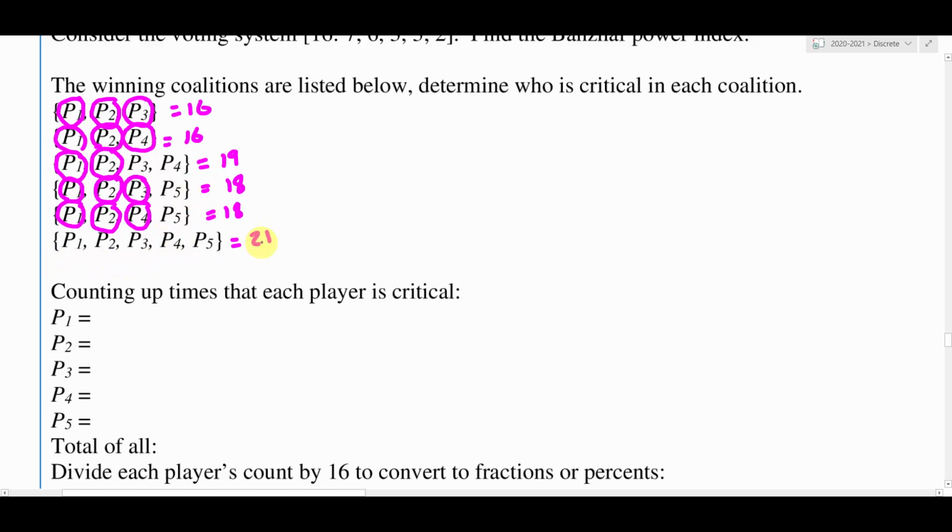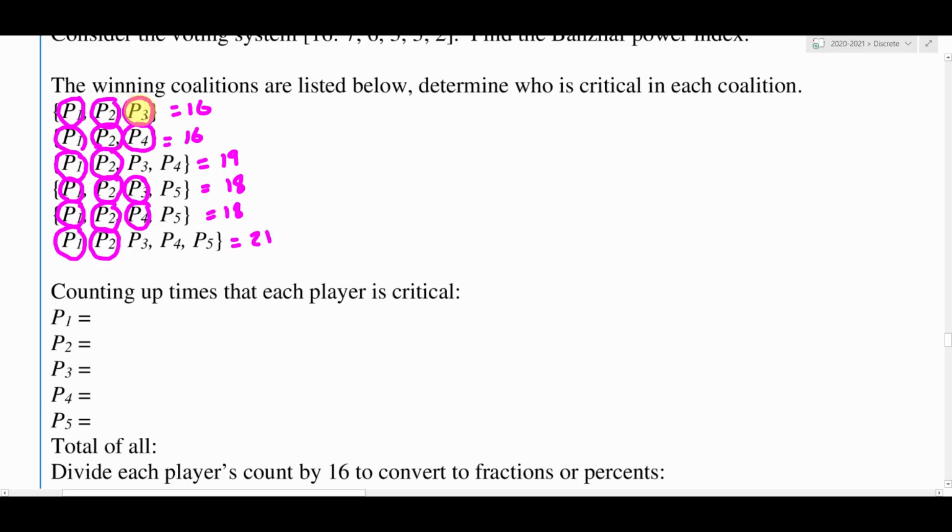So to drop below 16 here, we would need more than 5 votes, right? So that would be player 1 and player 2. Player 1 has 7, so if they left, it would not be a winning coalition. Player 2 has 6 votes, so they would be critical, and the rest of them would not be. They don't have enough votes to drop that below 16.